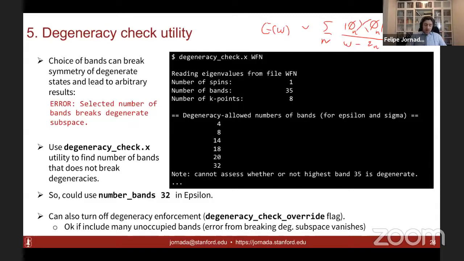So essentially, in all of our calculations, we have to sum over all bands to properly evaluate and construct the Green's function. But the question is, what happens if you have two bands which are degenerate, which have exactly the same energy? If you have two bands which have exactly the same energy, then there's an ambiguity of which bands would be included in your degenerate space.